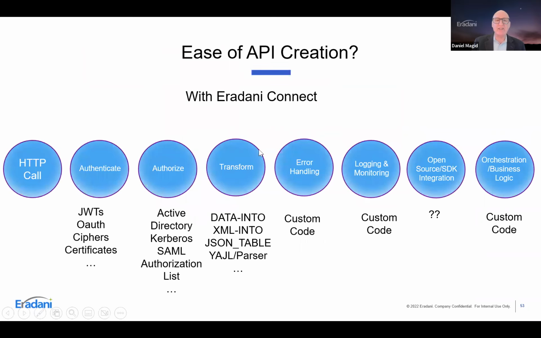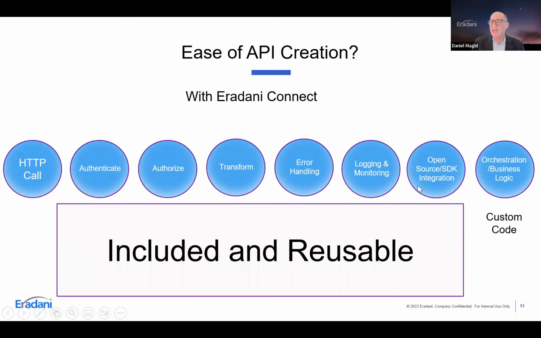With Eradani Connect, you don't have to write all the code to do all these things. It builds the authentication code, the authorization code. It builds the transformation code, the error handling code, the data sanitization code, the logging, the monitoring. You can drop in SDKs. So all of that's built for you, and you can reuse it. Once you create these APIs, they can be used for multiple purposes.